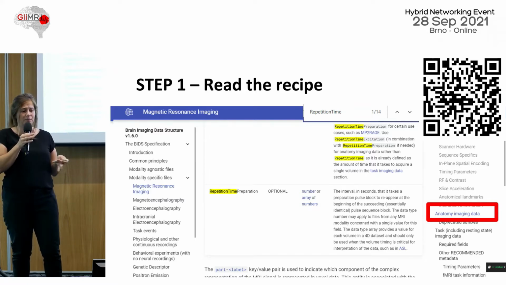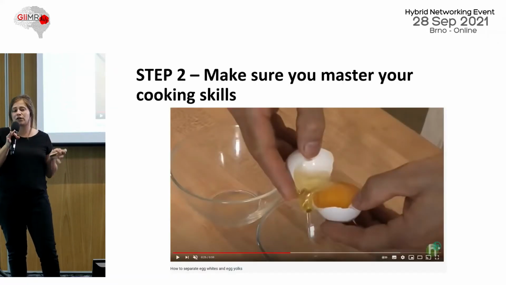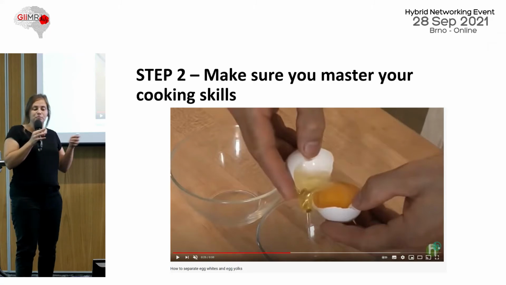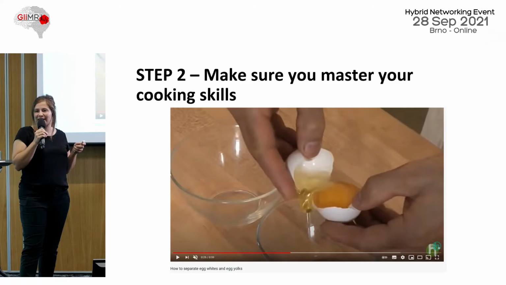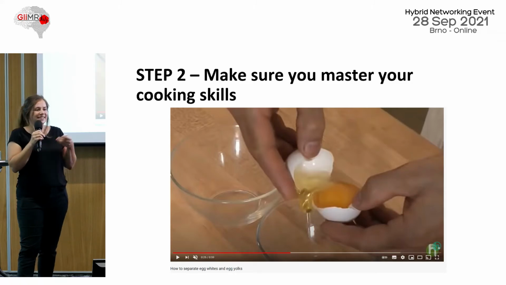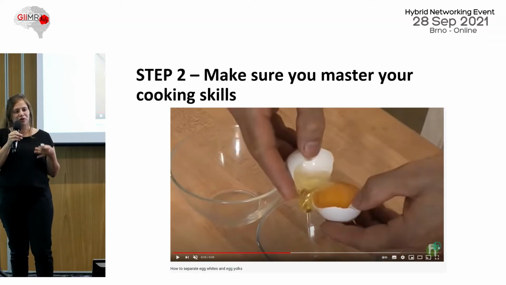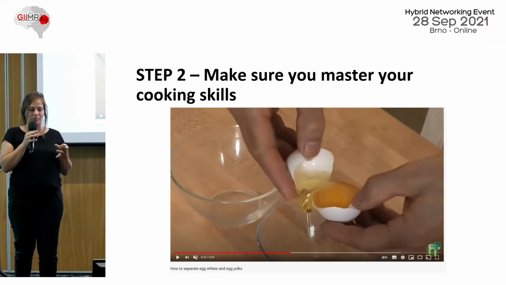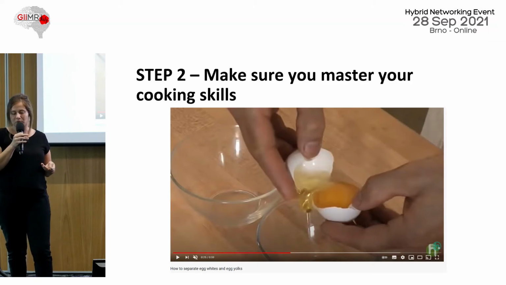So take your time to read the recipe, make sure that you know what's going on and what you need to do. And then you need to master your cooking skills. When you're baking a cake, you will probably need to separate the egg whites and the egg yolks. It's the same with BIDS. If you do it the first time, it's always searching a little bit, but we have some tools which might help you.